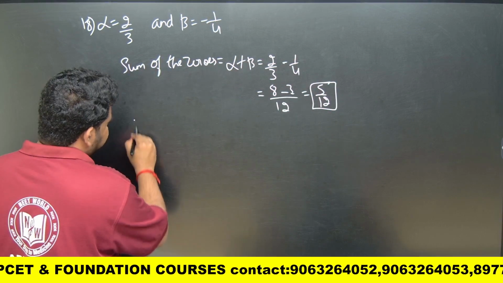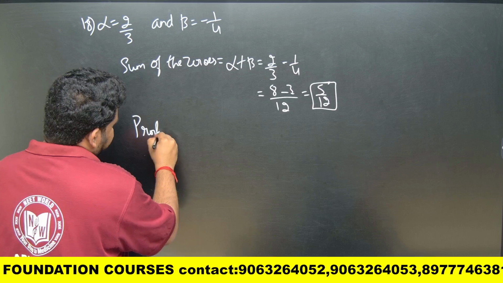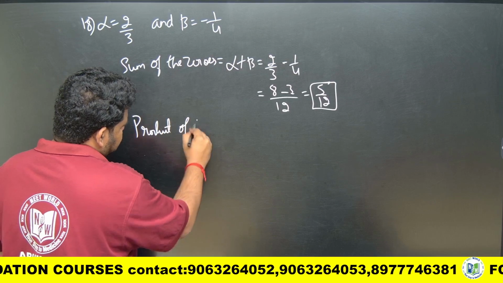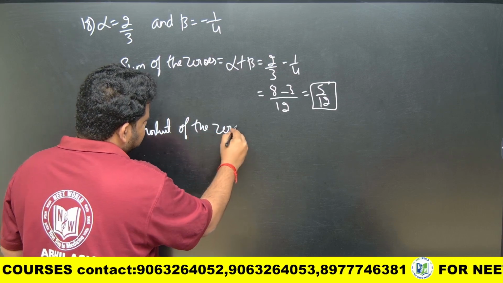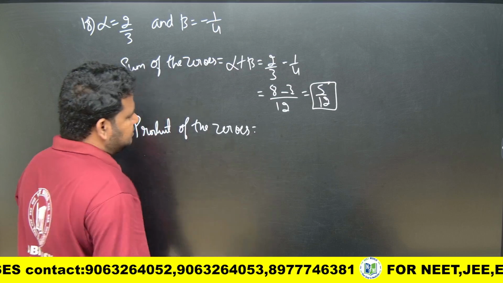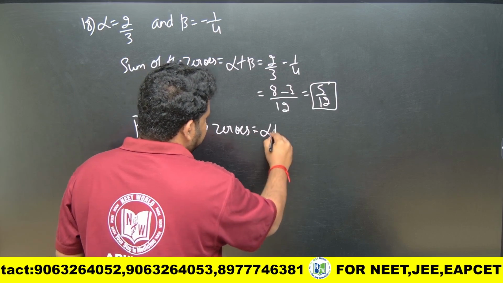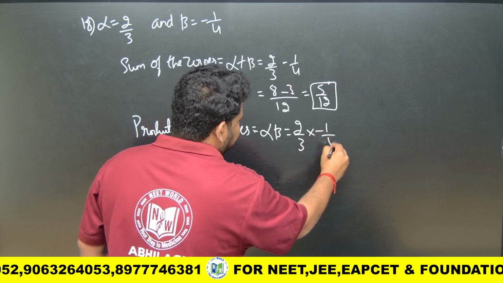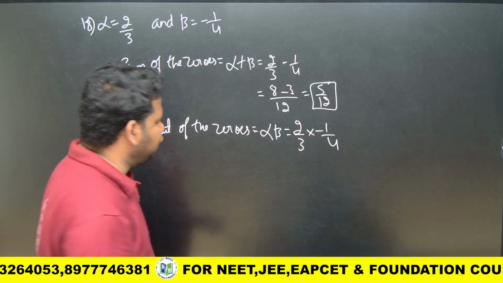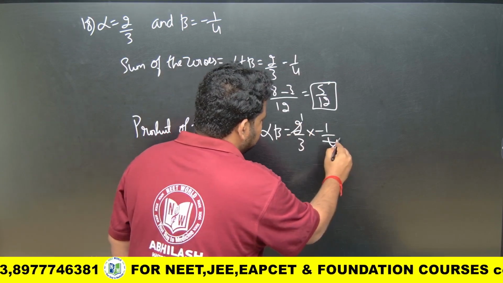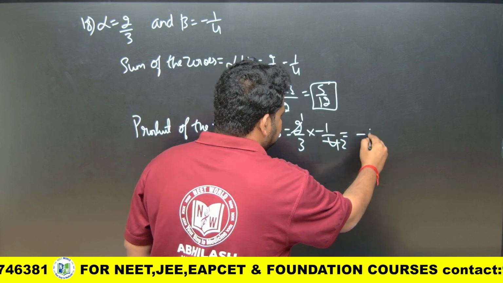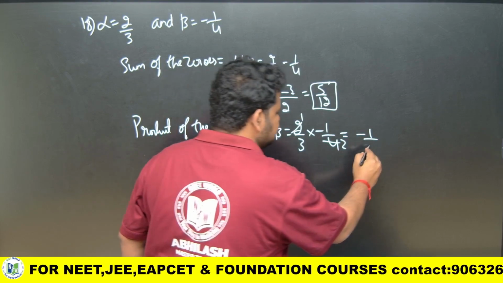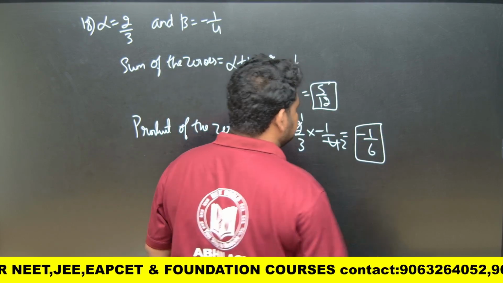Then what about the product of the zeros? Let us see. Product of the zeros is alpha into beta. That is 2 by 3 into minus 1 by 4. 2 1s are 2, 2 2s are 4. Minus 1 by 3 into 2 is 6. So minus 1 by 6 is the product of the zeros.